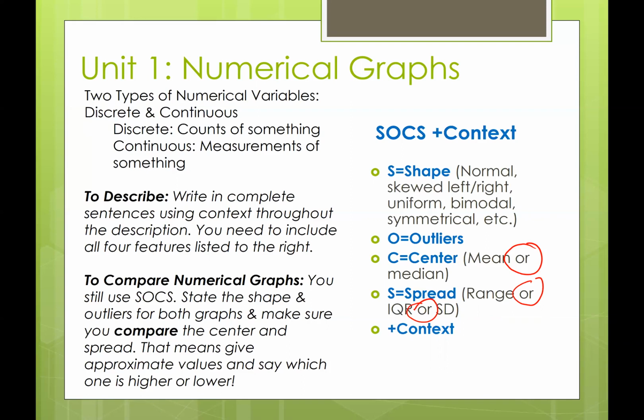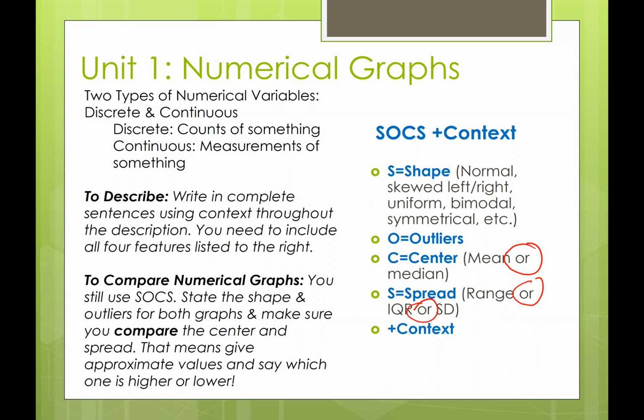For most graphs, we'll do the range. Box plot, you can pick IQR or range. I don't do the standard deviation unless they specifically give it to me because that one's more work. And then context throughout the whole description. So it's not one sentence. That should really be in every sentence. You're including units, the title of the graph, what the data actually represents.